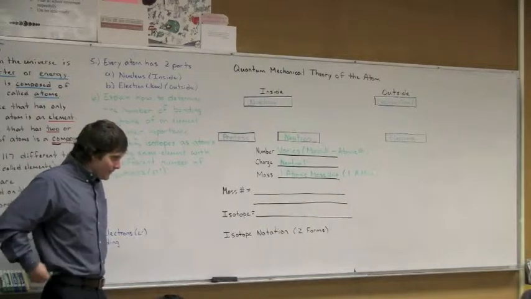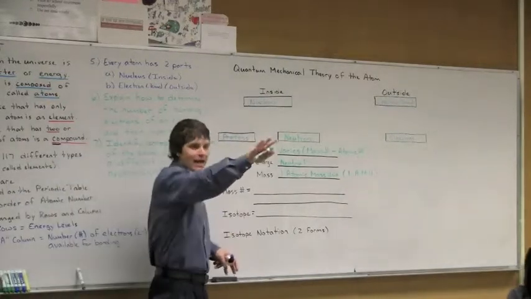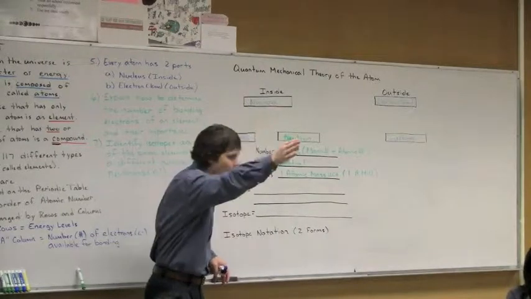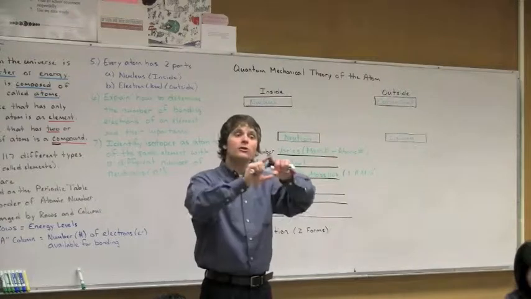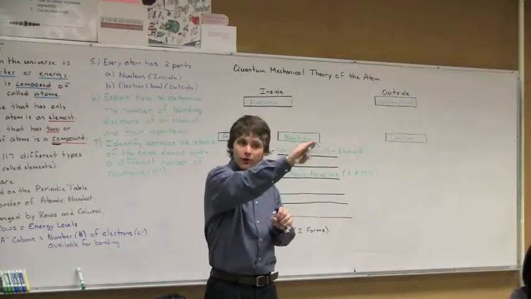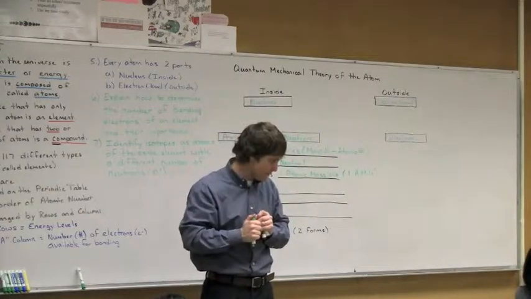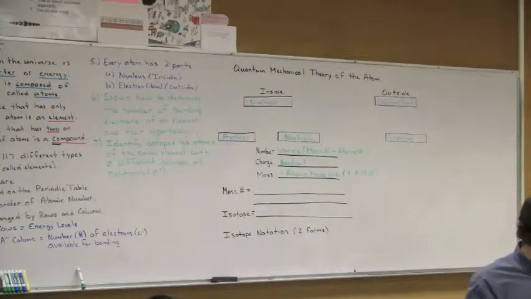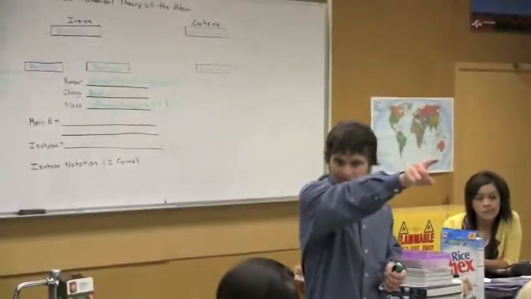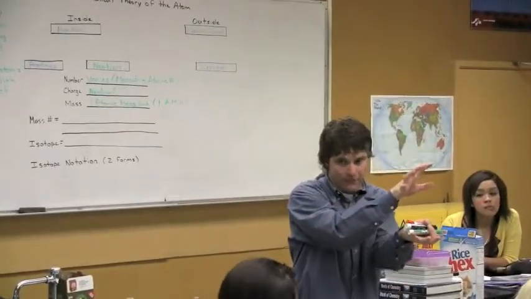All right, now we have to have a way to describe, not only in a symbol form, but also a name form, each of those types of atoms. So what I'm going to do is go back over here. You're not going to write this down. You're just going to watch. And we're going to figure out how we're going to write the name of each of those atoms and how we're going to write the symbol of each of those atoms.